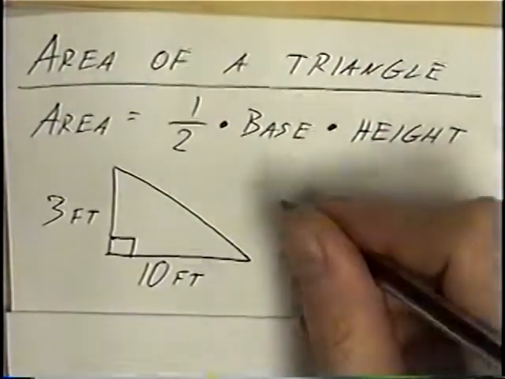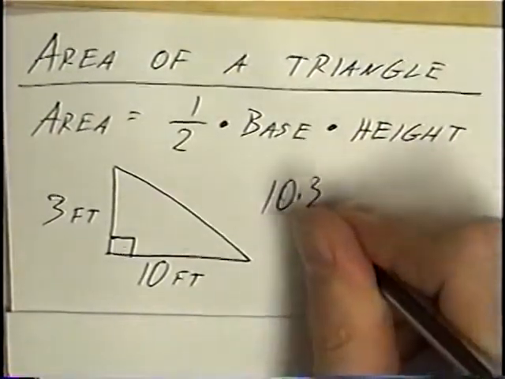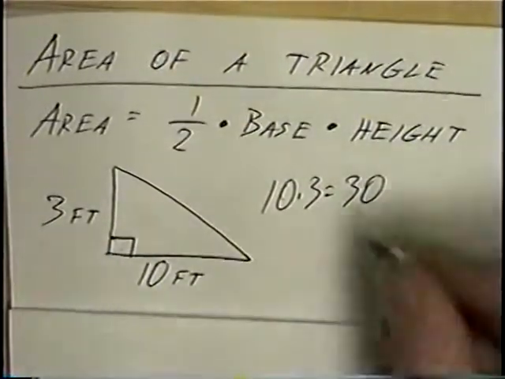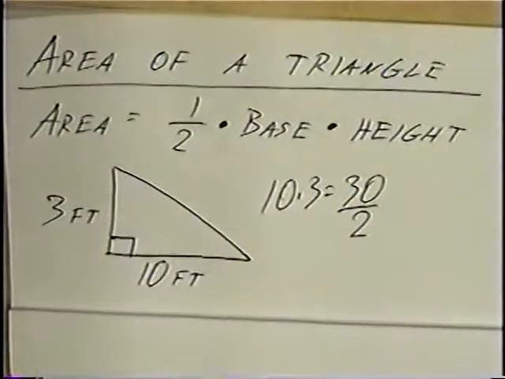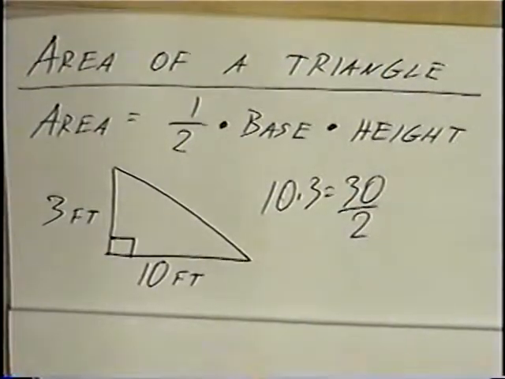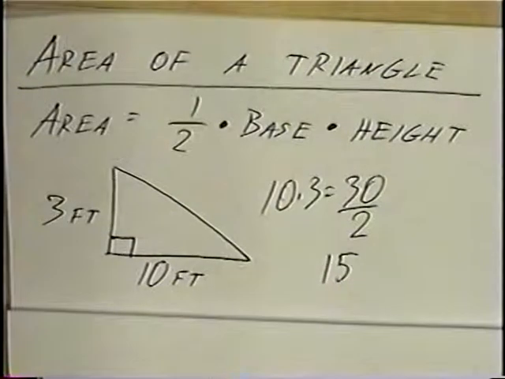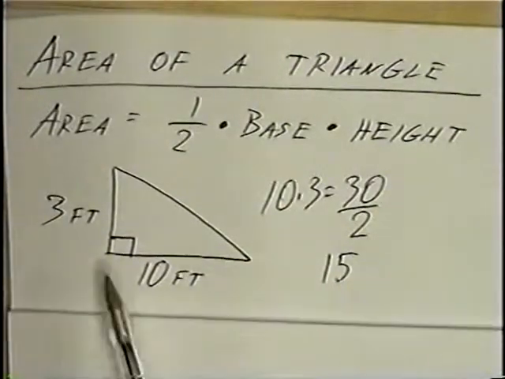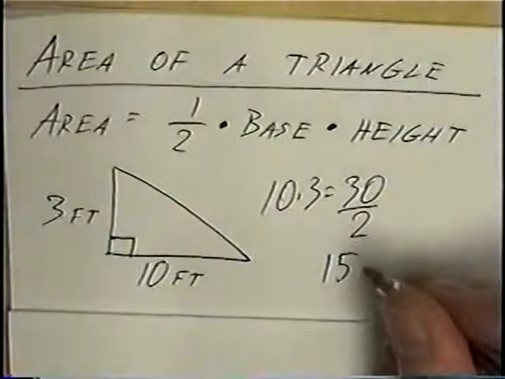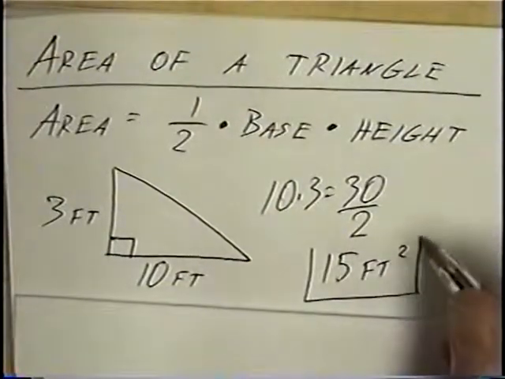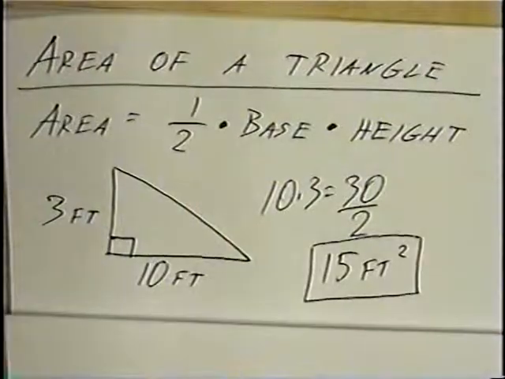Multiplying 10 times 3 would be 30, and multiplying by 1/2 is the same as dividing by 2, so 30 divided by 2 would be 15. The units again, FT stand for feet. Feet times feet would be feet squared. So the area of the triangle is 15 feet squared.